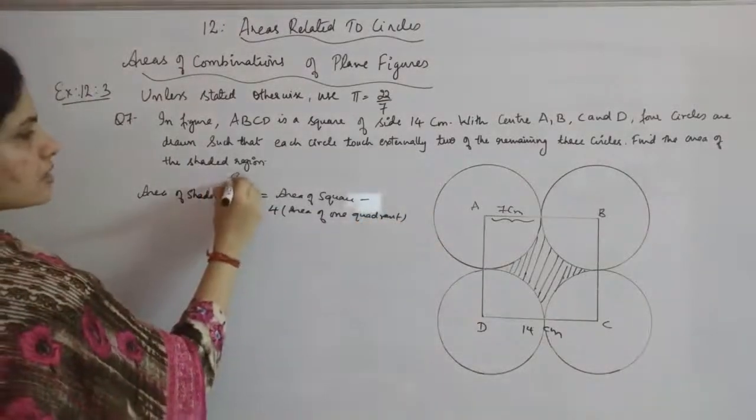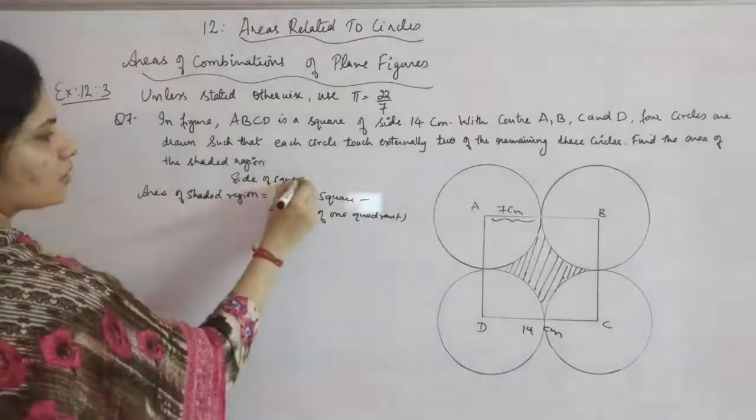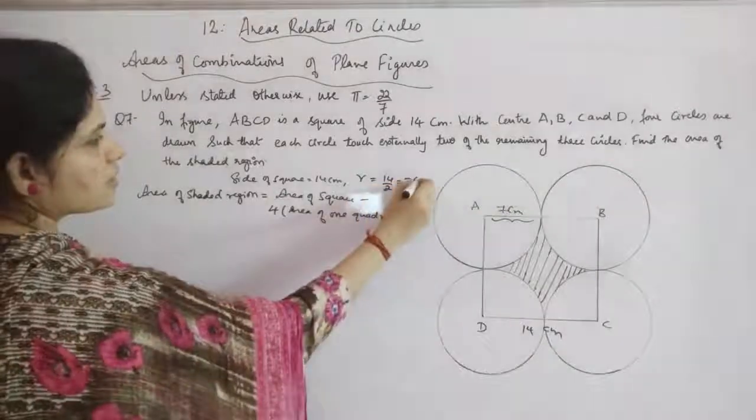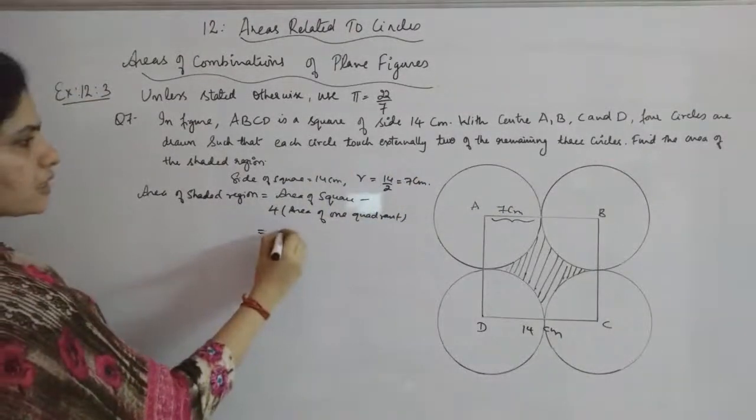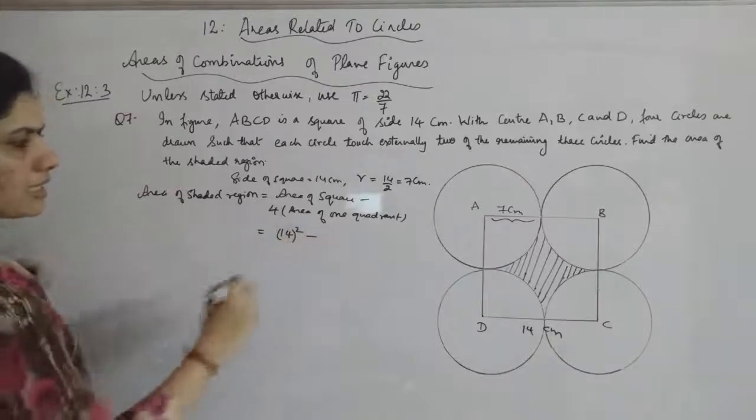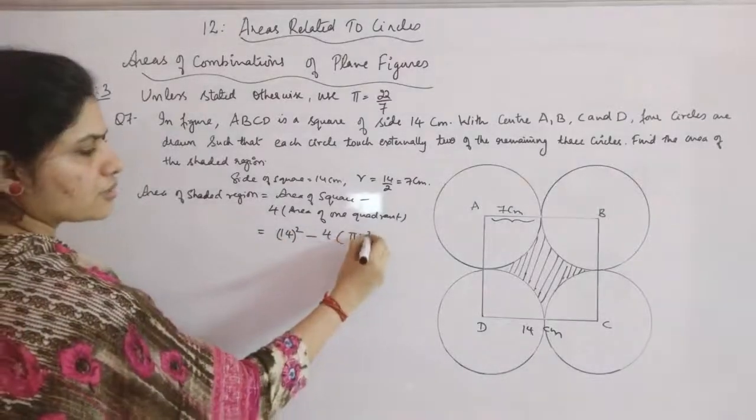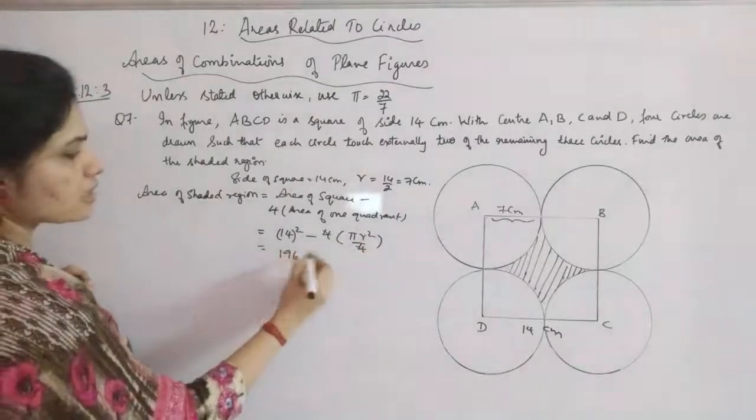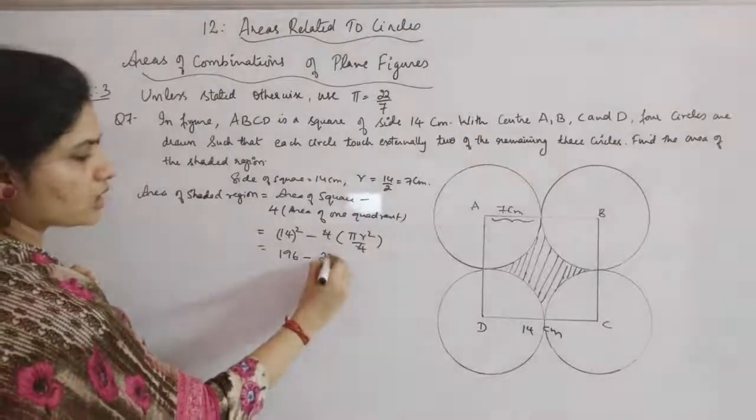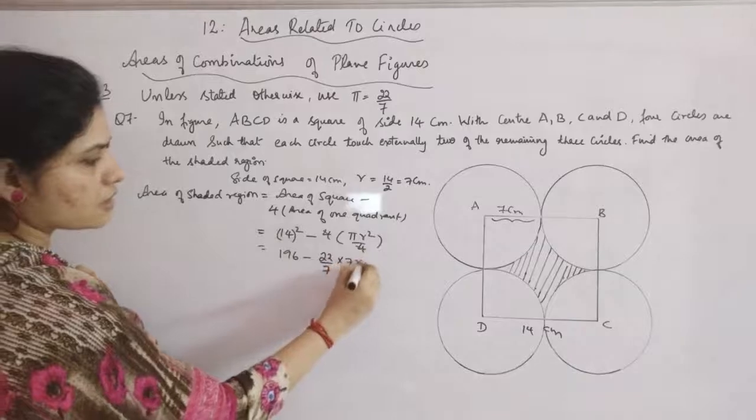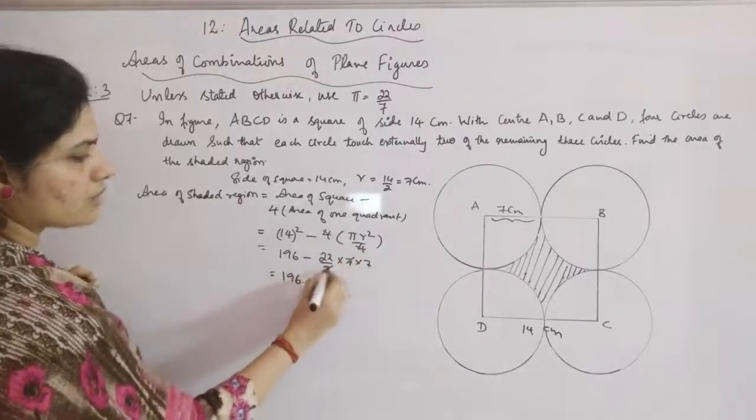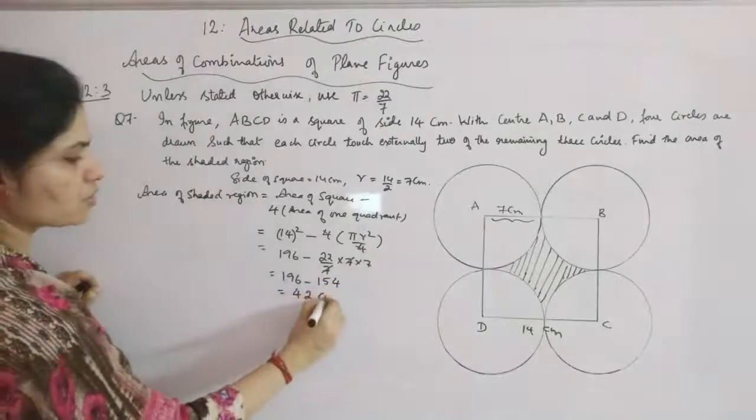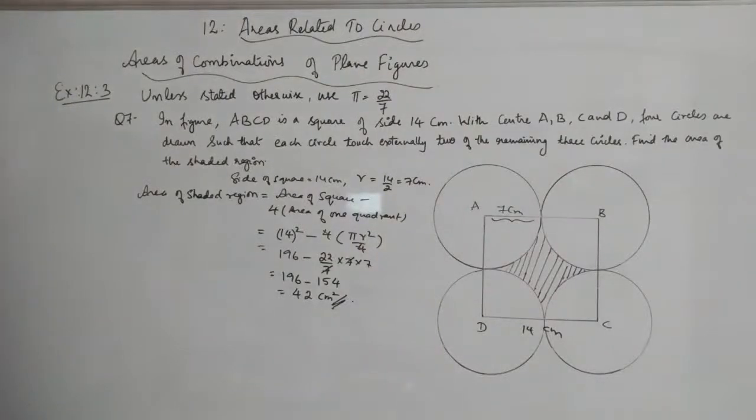Okay, now side of square is given to be 14 centimeter. So radius of the circle will be 14 by 2, which is 7 centimeters. Now we are getting area of square is 14 square, side square, minus 4 into area of one quadrant, which is pi r square by 4. So you will get it to be a circle. Okay, so 14 square, which is 196, minus pi r square. Pi r square is 22 by 7 into 7 into 7. So you are getting 196 minus 22 into 7, which is 154, and this subtraction will give you 42 centimeter square. So the area of shaded region is 42 centimeter square.